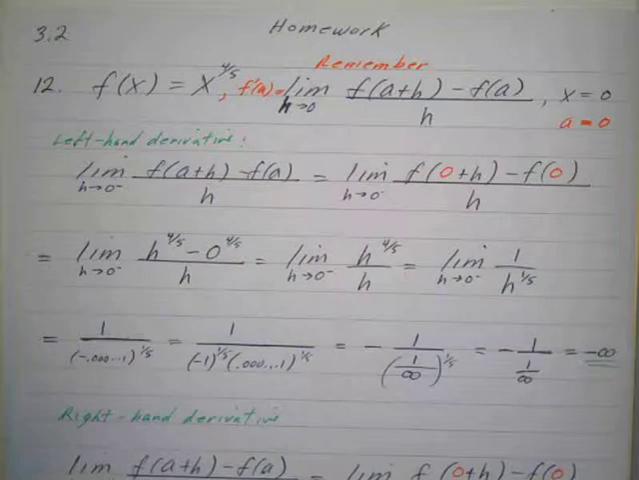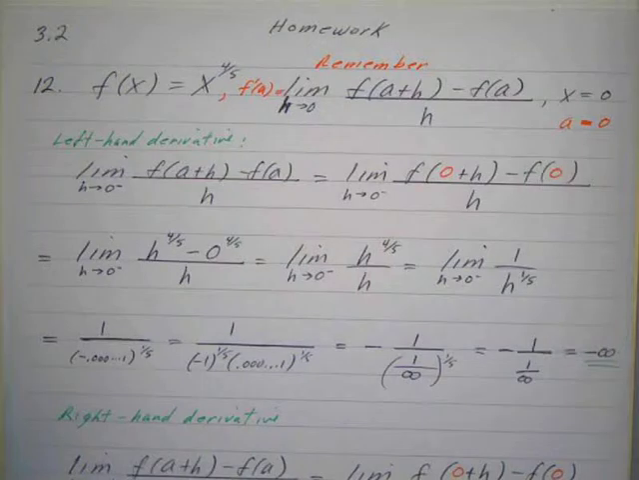Okay, this is number 12 on section 3.2, and I did this in quite a bit of detail, so hopefully you won't have any problems following all the little steps. So this is my function f of x equals x to the 4/5 power. The directions say that the function fails to be differentiable at x equals 0. Tell whether the problem is a corner, a cusp, a vertical tangent, or a discontinuity.